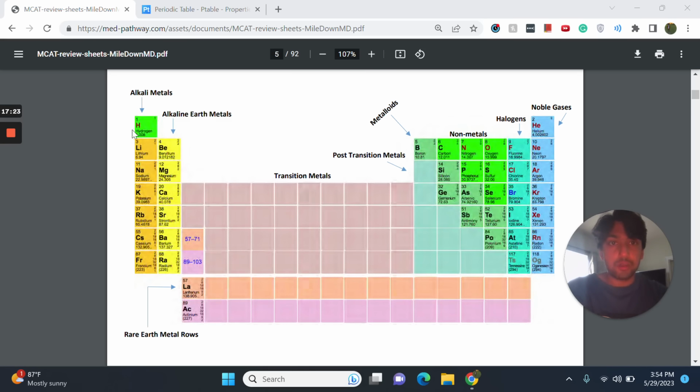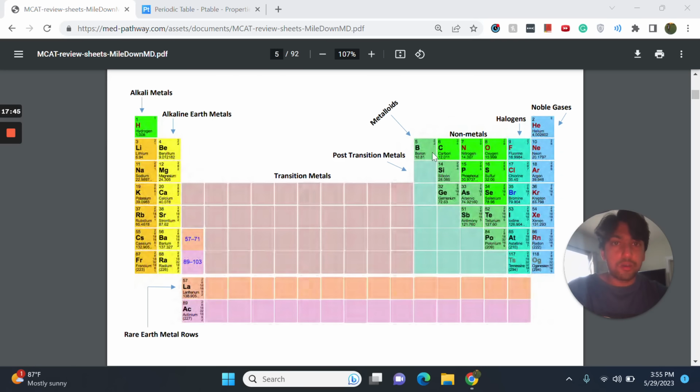These are also all non-metals, okay? The halogens are also non-metals, but they're the last column before the noble gases. So you should know that everything here are non-metals, right? If you look at my cursor, all the bright green, the halogens and the noble gases.